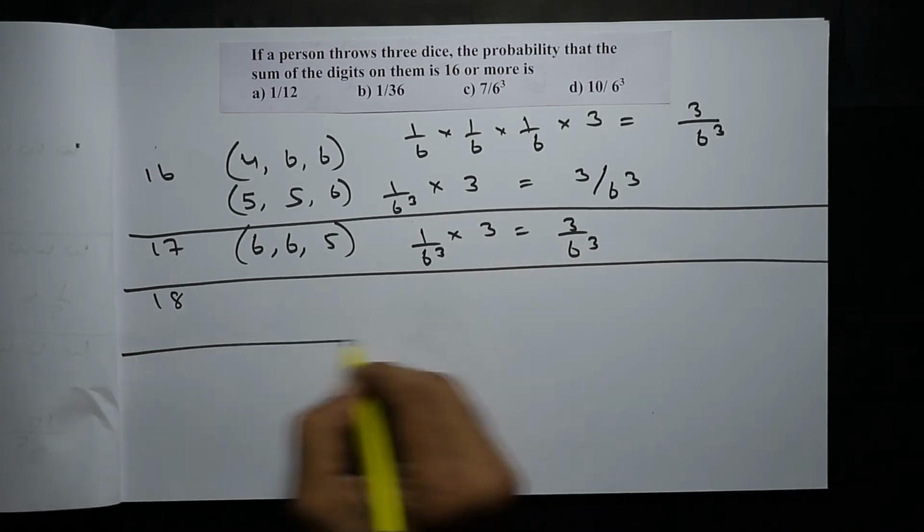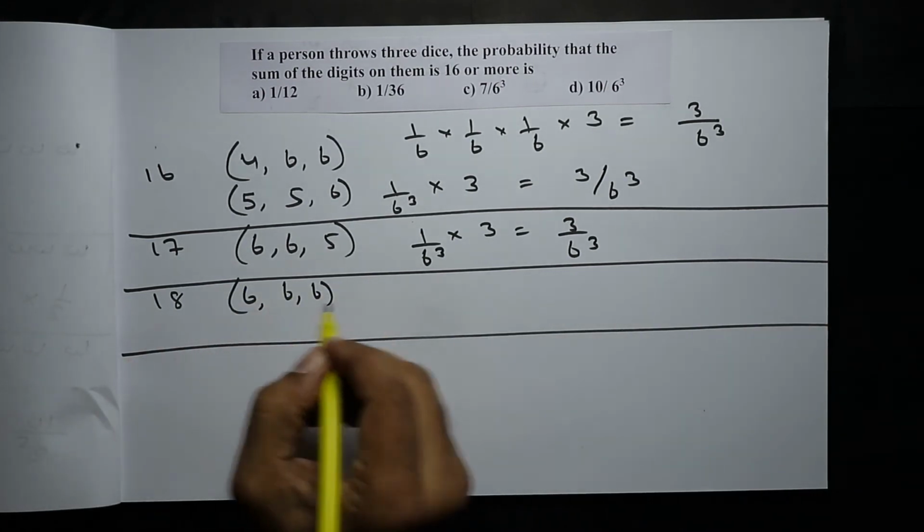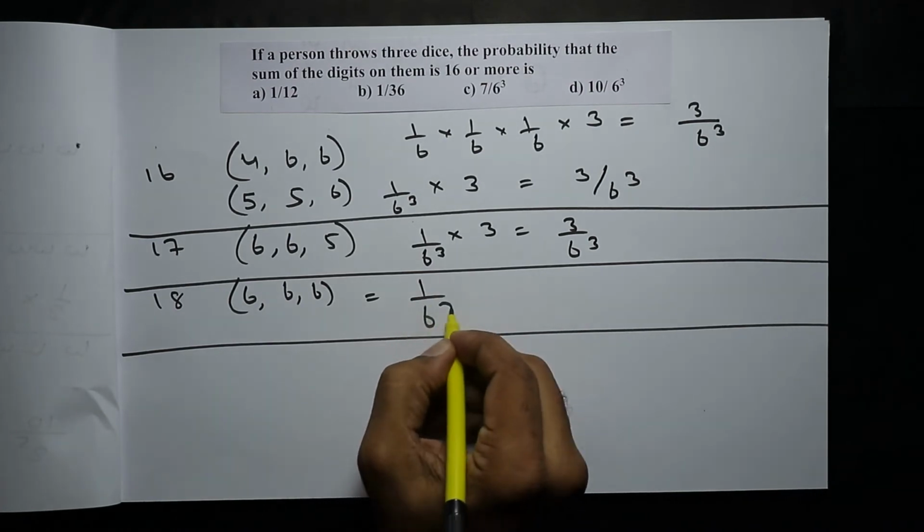Then you can get it as 18. So that is only one way is possible, 6, 6 and 6. So that will be 1 by 6 cube.